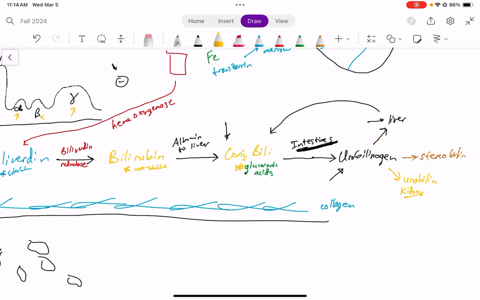It could also be turned into stercobilin. It'll be continued to break down by the bacteria in the intestine, and that is a brown color substance, and so that's what is excreted as feces.